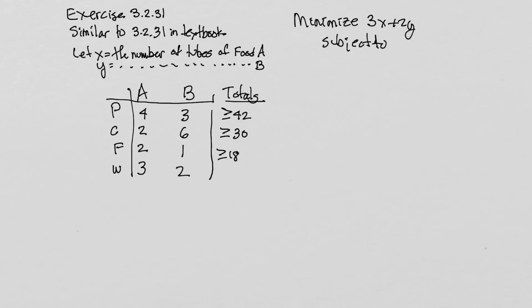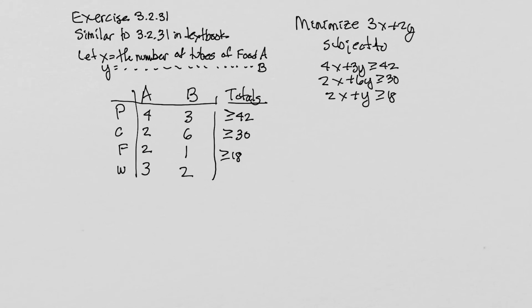to these constraints. So our first constraint is this first row right here. And what we'll have is that 4x plus 3y is greater than or equal to 42. The second row tells us that 2x plus 6y is greater than or equal to 30. And the third row is 2x plus 1y, just y, greater than or equal to 18. And of course, we have the non-negativity constraints, that x is greater than or equal to 0, y is greater than or equal to 0. And here is our problem.